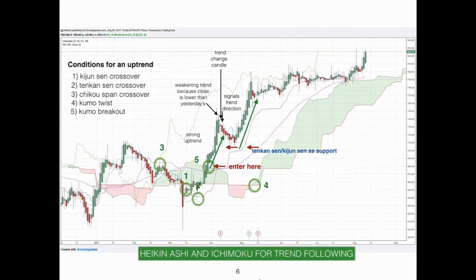So each trend change candle should be a warning for the swing trader to change his bias from bullish to bearish and vice versa, depending on the color of the candlestick that follows the trend change candle. A red candle following a trend change candle signals a downtrend. A green candle that follows a trend change candle signals an uptrend.